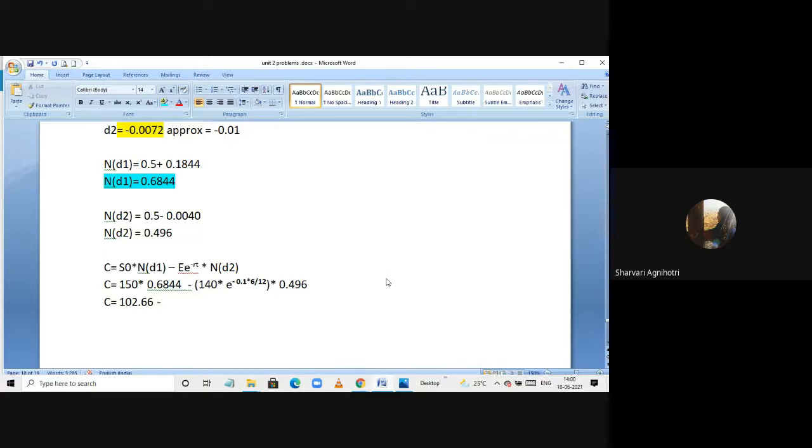Ma'am, I'm getting 147.17. No ma'am, it is wrong actually. I have forgotten to take the minus sign. It should be less than 140 because you're finding the present value. Ma'am, that only I have got, 63.33. Yes, you have said 63.33. Into 0.496 we have to do still.